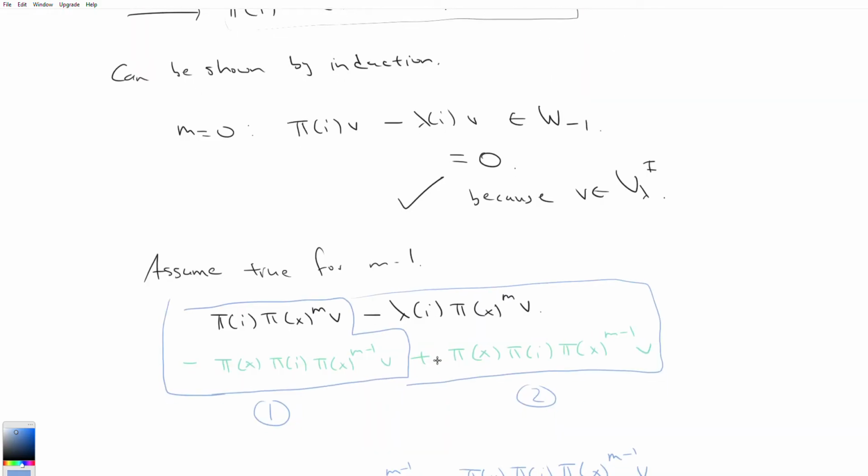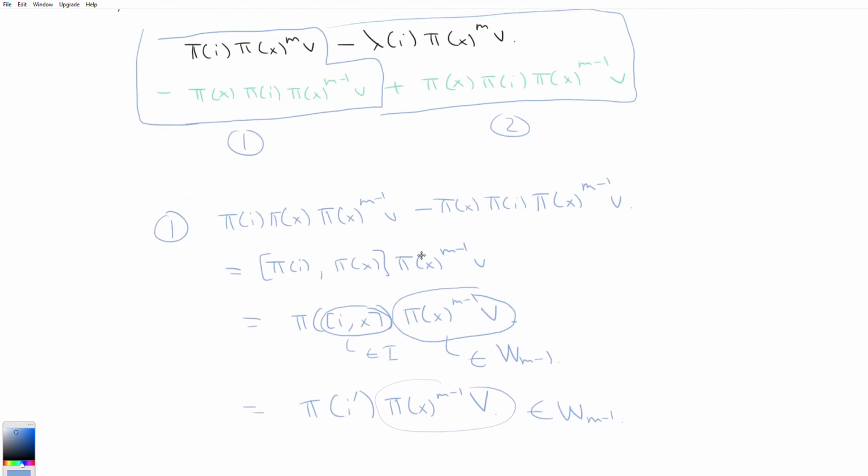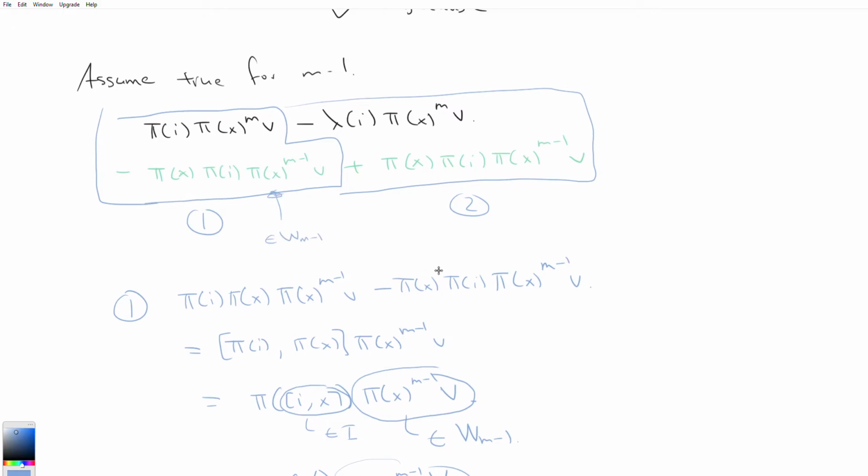So directly by the inductive hypothesis, this thing here is an element of W_{m-1}. π(I') acting on something in W_{m-1} means that this quantity is an element of W_{m-1}. Okay? So we see that this quantity here is an element of W_{m-1}. Now we can move on to the second quantity.